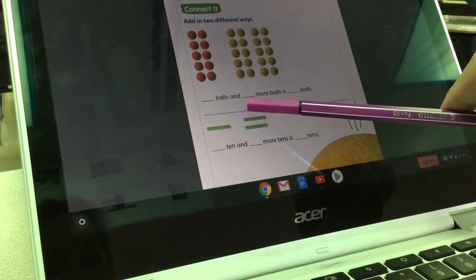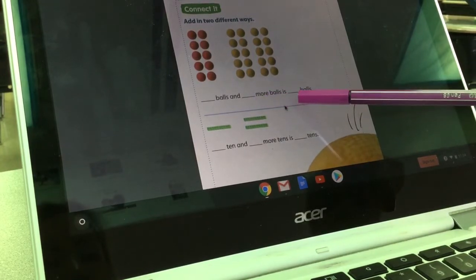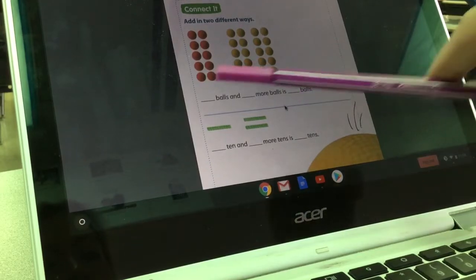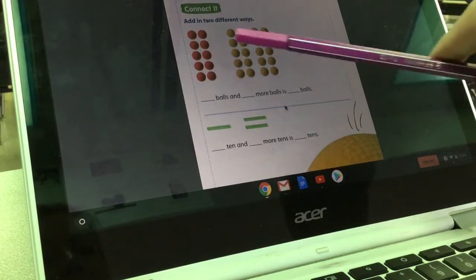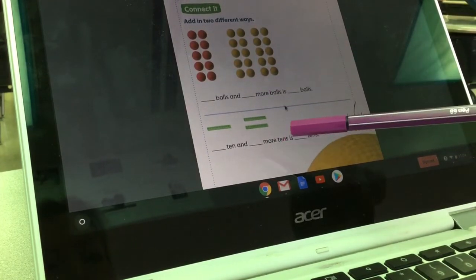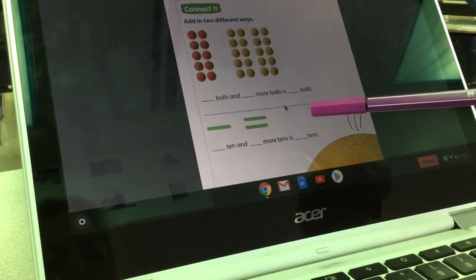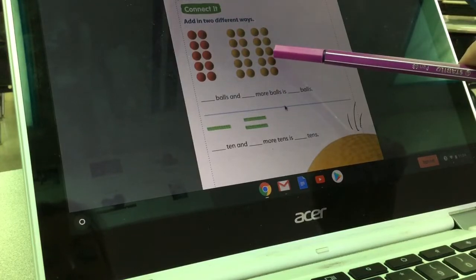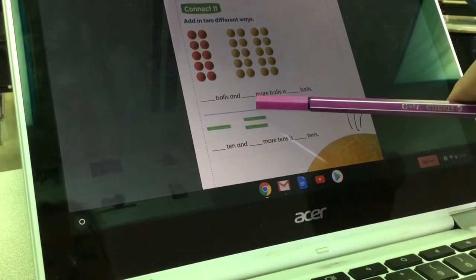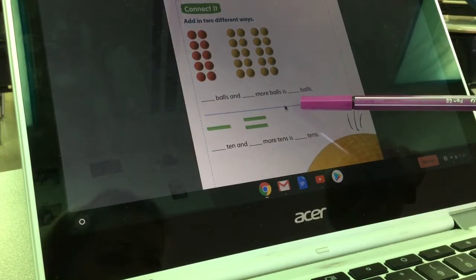So far we have 10 balls and 20 more balls is ___ balls. So we need our total number of balls right here. You can add these 2 numbers to find your total, or you can count in our picture again to find your total. I'm going to count by tens in our picture to make sure I have the right answer. 10, 20, 30. 10 balls and 20 more balls is 30 balls. Go ahead and put 30 on that line.